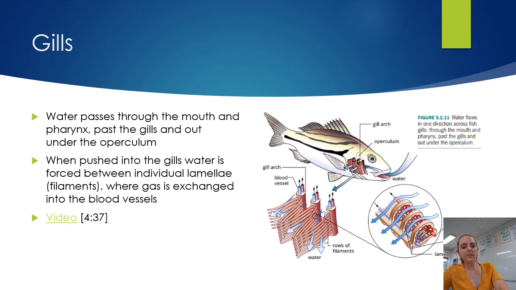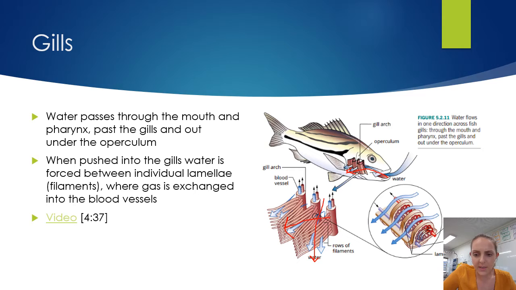Okay, now here's our gills again, and if we have a better look at the image from Pearson on the right, water flows in one direction through the fish gills, and that's through the mouth. Now, if the fish is taking in water through the mouth, the water passes the gills, and as you can see from these arrows, it moves through the folds in the gills.